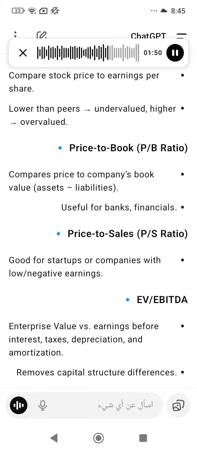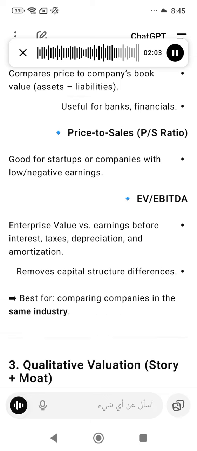Number three, qualitative valuation, story and moat. Numbers alone aren't enough. Also look at business model: how does it make money? Competitive advantage, moat, brand, patents, network effects, management quality, industry growth trends.